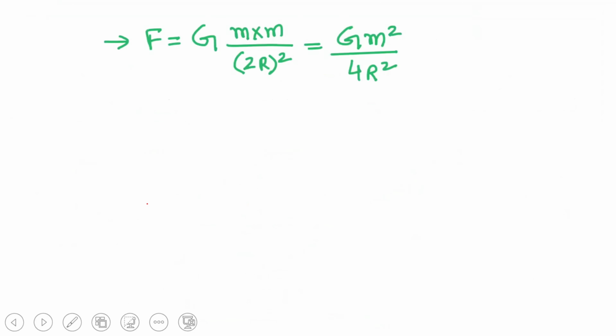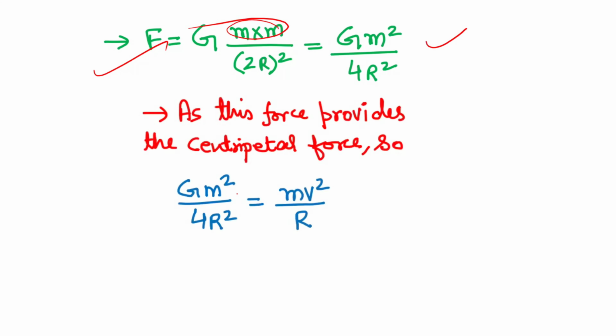Now see the formula. F is equal to G m into m upon (2r) square because the masses are of the same magnitude. So this is equal to G m square upon 4r square. Now this would be balanced by centripetal force. So what is centripetal force? m v square upon r.